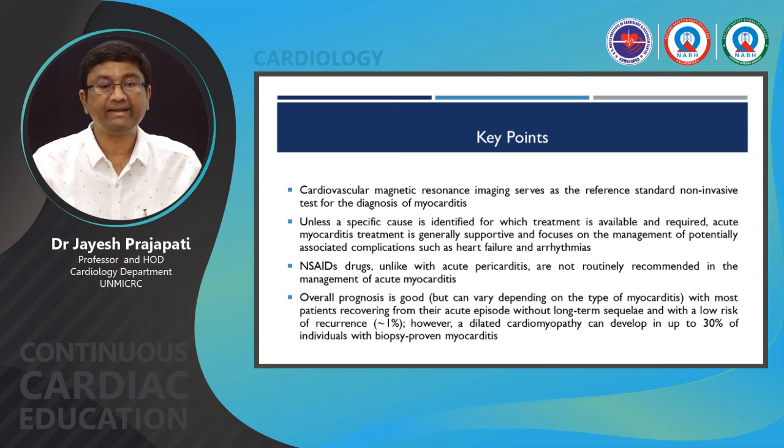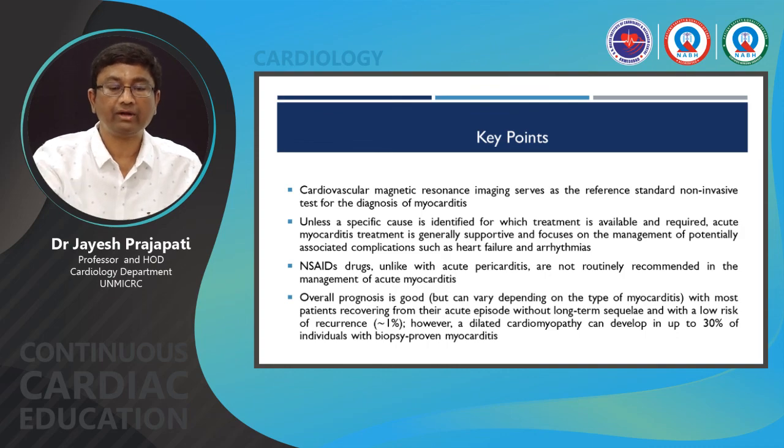Overall prognosis is good but can vary depending on the type of myocarditis and genetic abnormalities, with most of the patients recovering from their acute episode without long-term sequelae and with a low risk of recurrence, but stringent follow-up is required. However, dilated cardiomyopathy can develop in up to 30% of individuals with biopsy-proven myocarditis. So we should keep that in mind, and we should follow each and every patient of myocarditis for a prolonged period. Sometimes in peripartum cardiomyopathy or myocarditis, once they recover, a recurrence can again lead to a decrease in LV function. So they should be followed up every 1 yearly, 2 yearly. ECG should be done, and anytime suspicion is there, we should check with the echocardiography. Thank you so much.